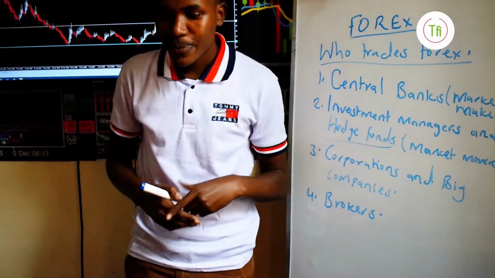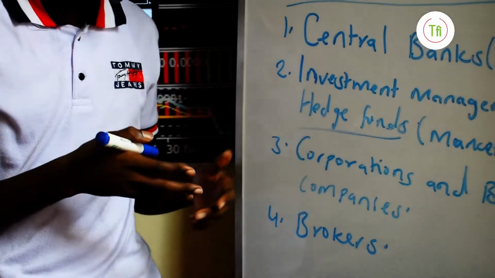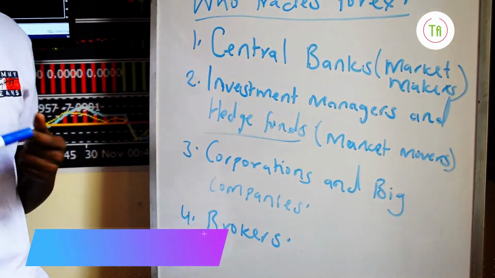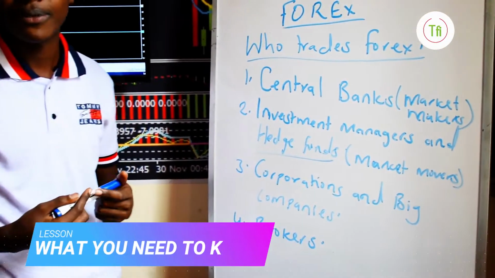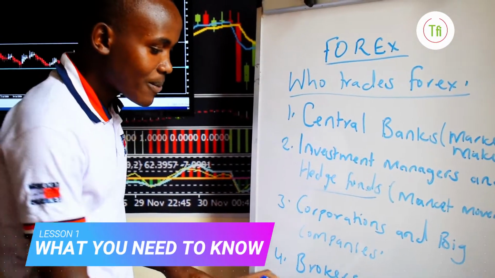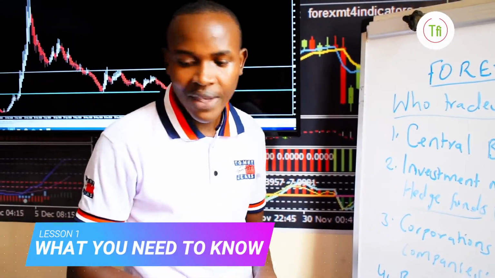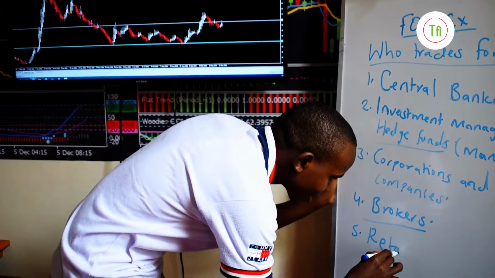Brokers participate in the forex market by acting as intermediaries between a buyer and a seller. They act as intermediaries between you as a trader and the big banks like JP Morgan Bank in America. Then we have the fifth category. They are known as retail traders.